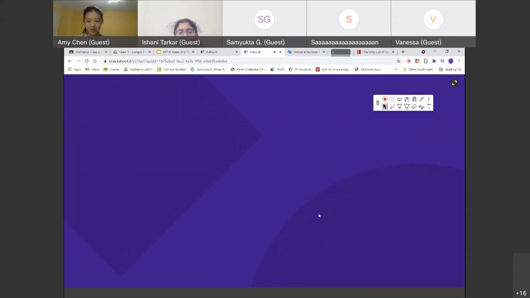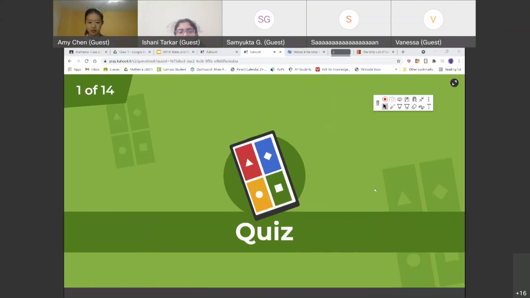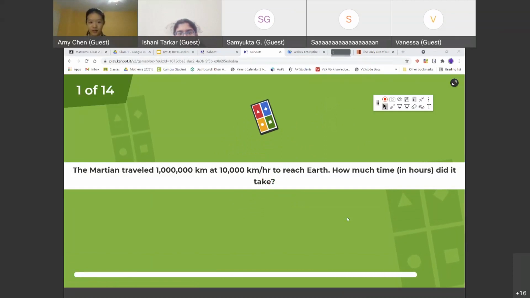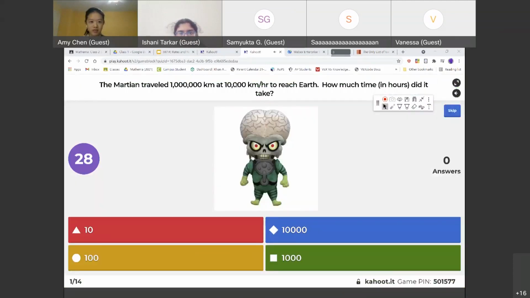Rates and number patterns. Yay. Okay. Number 1. The Martian traveled 1,000,000 kilometers at 10,000 kilometers per hour to reach Earth, which is interesting.